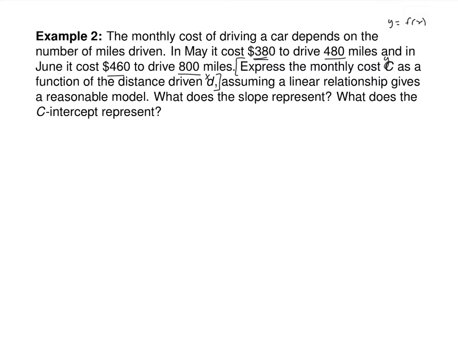So the first step is to write those numbers as ordered pairs. So if cost is your y and distance is your d, what would this 380 and 480 be as an ordered pair? Who's the x? Which one is the distance? 480. Which one is the cost? 380. And the other point is 800, 460. Great.